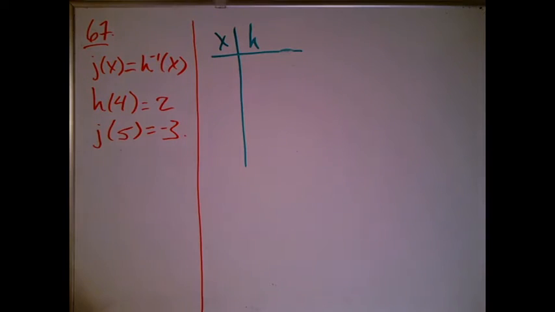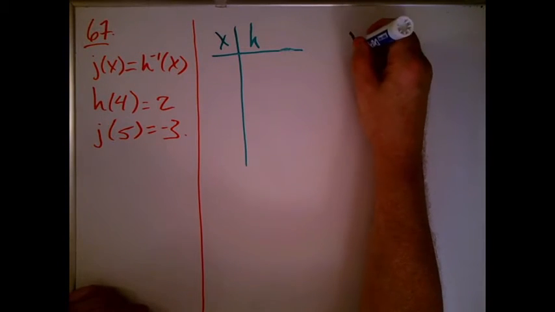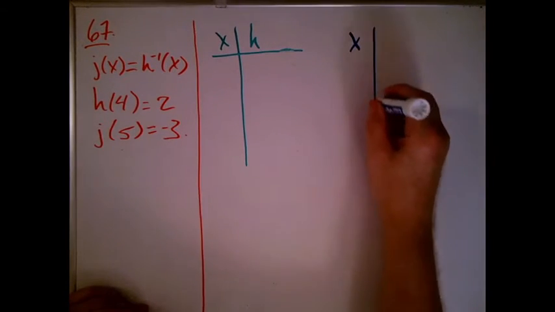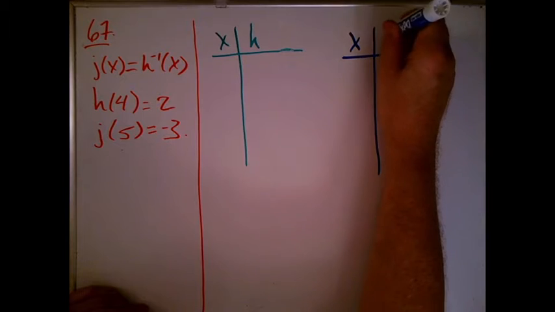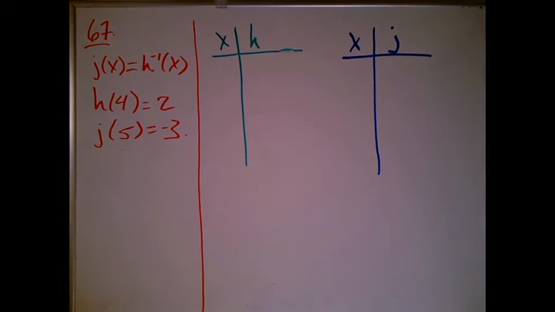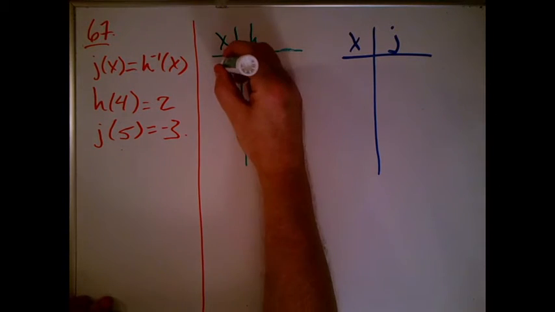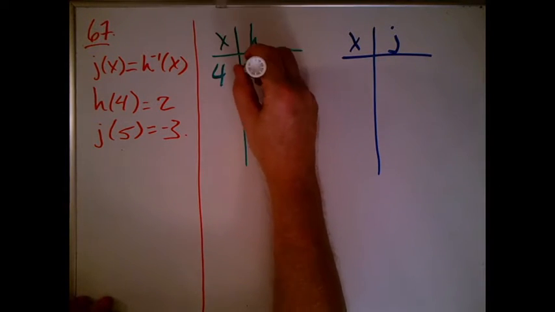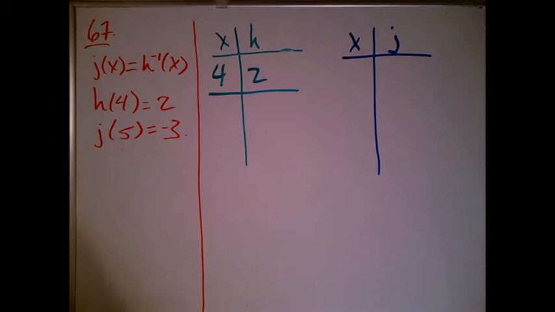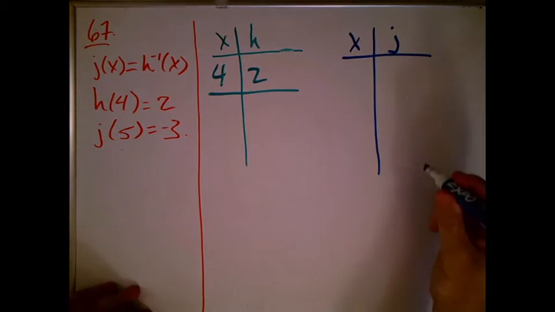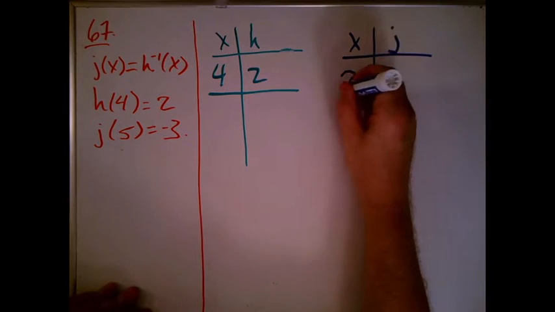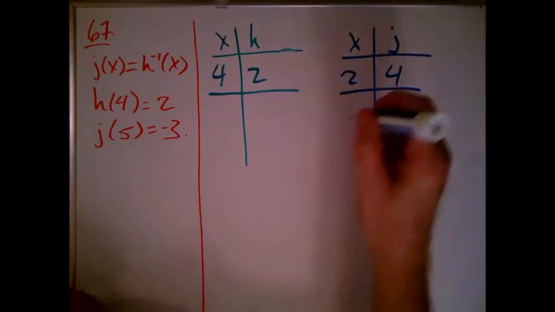Like that. And I also want to have a table for j, because we're going to need them both. Like this. And let's just start filling in stuff. For example, they told me that h of 4 was 2. So I'm going to put a little 4 right here and a little 2 right here. Now, remembering that this is the inverse table, we know automatically then that this is 2 and this is 4.